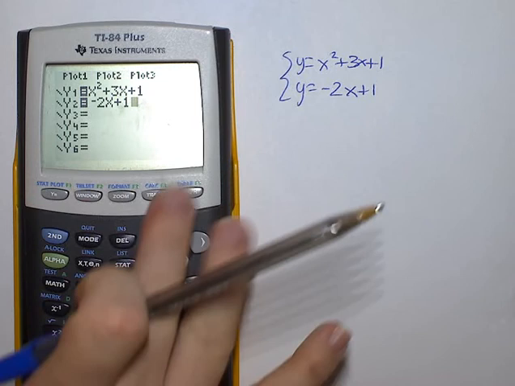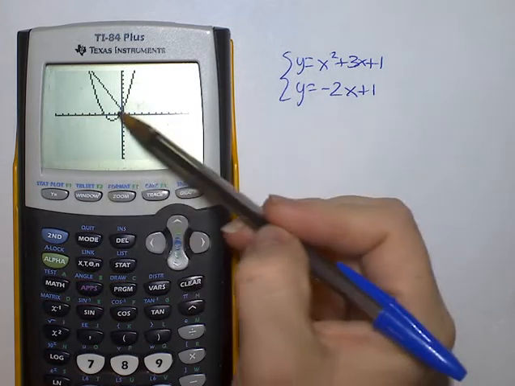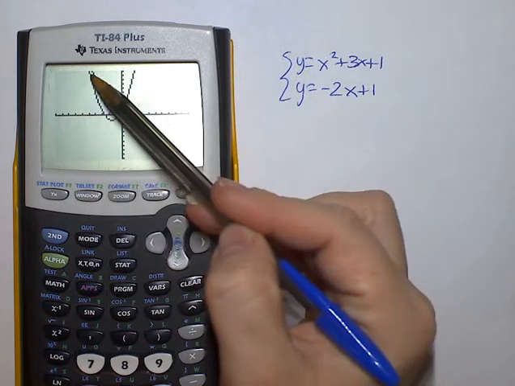Hit graph. Remember, your solutions are the locations in which they intersect, and each solution will have an x and a y point. So I can see one answer here, but does everybody see up here where I can see that they're eventually going to cross again?